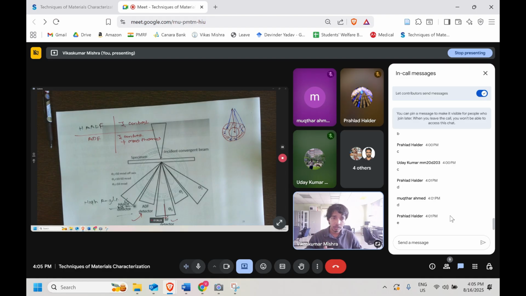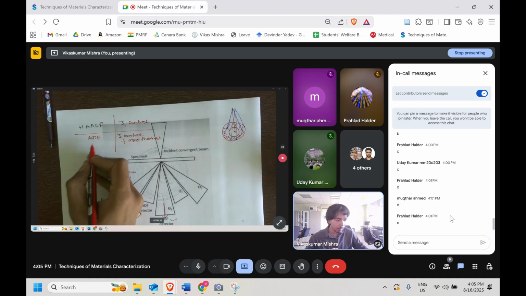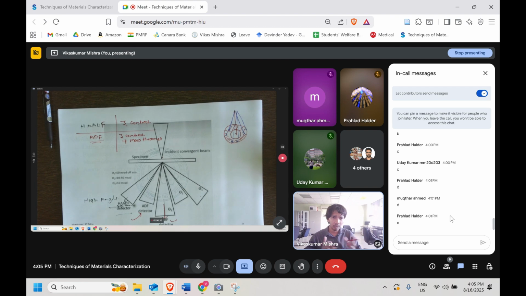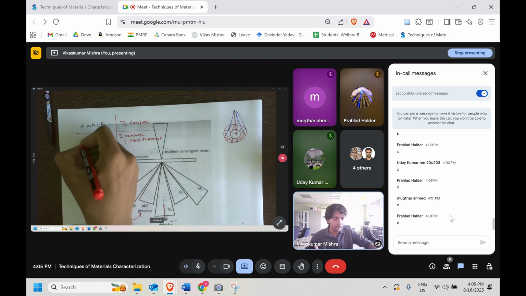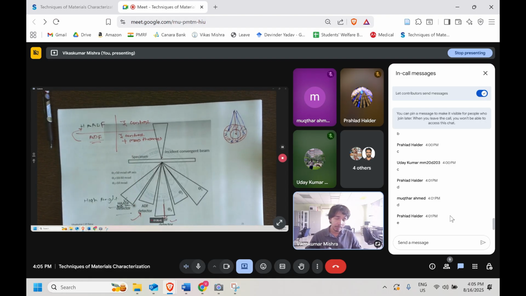So if you saw your image in the annular dark field and you are not yet convinced whether it's coming from the Z contrast or from mass thickness contrast, then you can go to the HAADF. In that particular detector, you will only see the Z contrast. There won't be any mass thickness contrast. Okay.